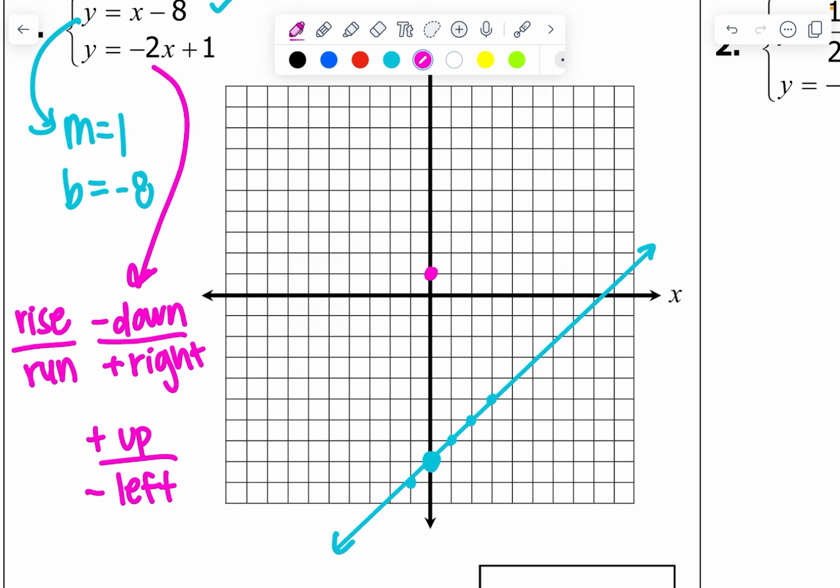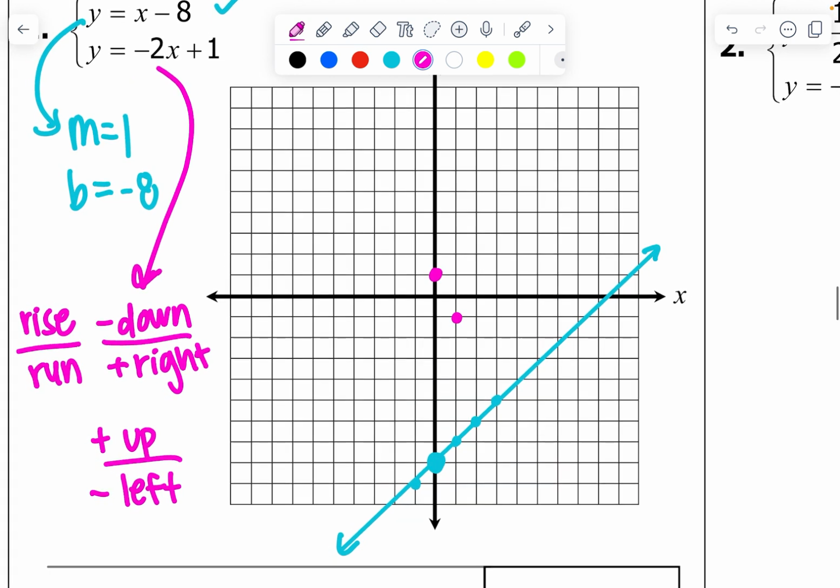So our y-intercept is 1, and then we're going down 2 over 1. Down 2 over 1. Check it out. I already know before I even draw the line where the solution is going to be.